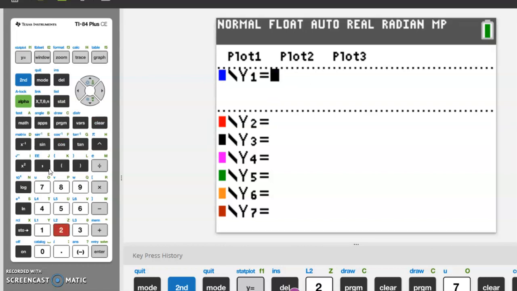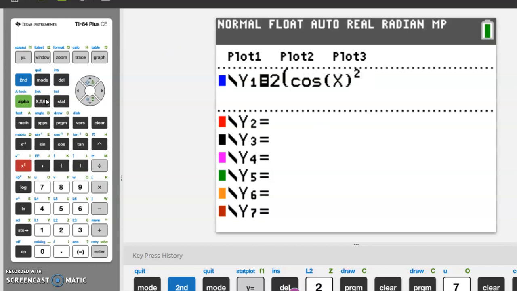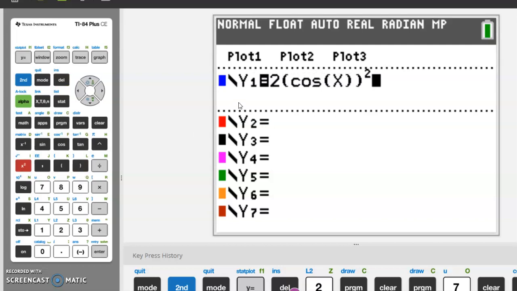Let's try that again. We're going to have to do 2 parentheses cosine x squared. So when you put, hold on, I need one more set of parentheses. There we go. When you put cosine squared into your calculator, you're going to have to put it in like this. There's no way to put the square right here. Okay, so you have to put it on the outside like that.